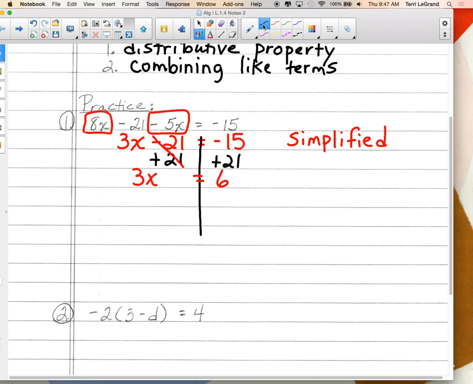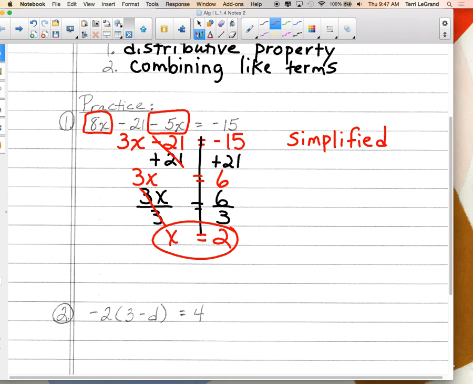Okay, what are we going to do next? Divide both sides by 3. Thank you, Andrew. Divide both sides by 3. So x is now by itself, it's a 1x, and x is what? 2. Okay.